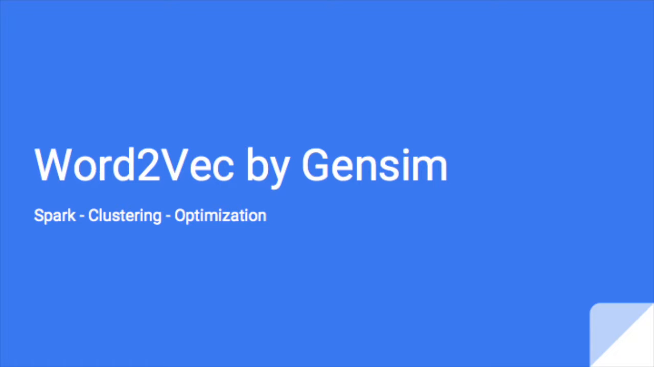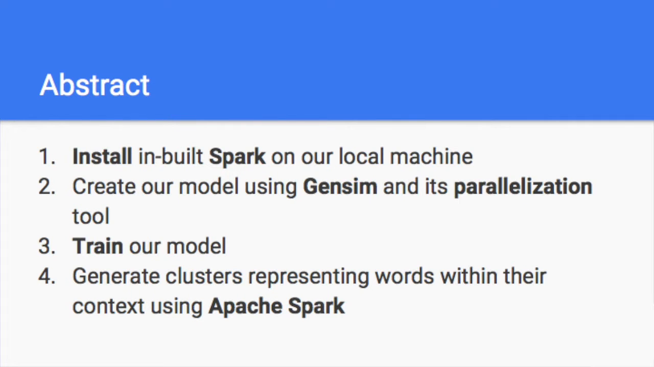So basically we decided to make our project about Word2Vec from Gensim. First we will be installing Spark on our local machine. In this course we use the virtual machine, but we have the tools to do it on our local one. Then we will create our model using Gensim and its parallelization tool. After that we will train our model on Gensim. And finally we will create clusters representing words within their context using Spark.